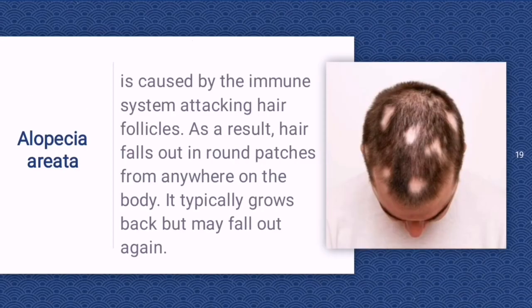Another hair disorder we have is alopecia areata. It is caused by the immune system attacking hair follicles. As a result, hair falls out in round patches from anywhere on the body. It typically grows back but may fall out again.